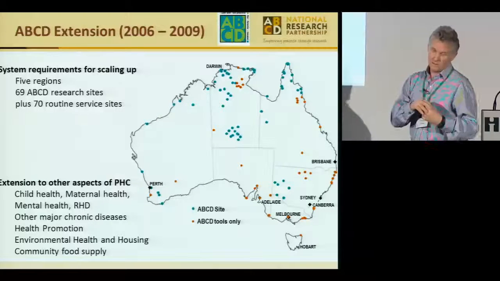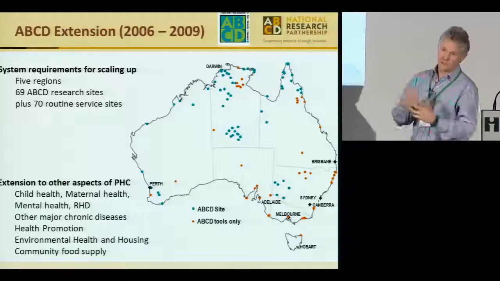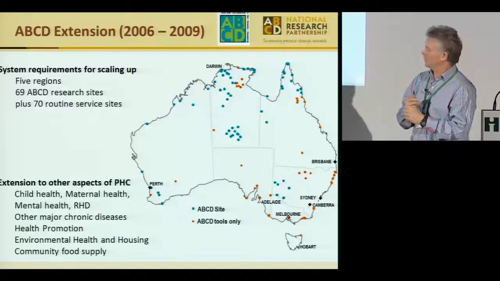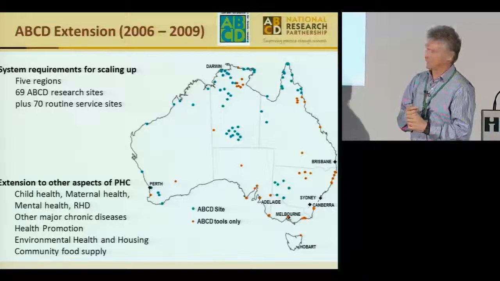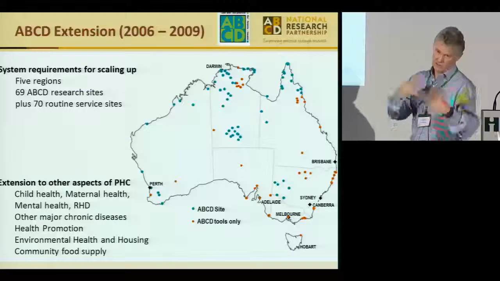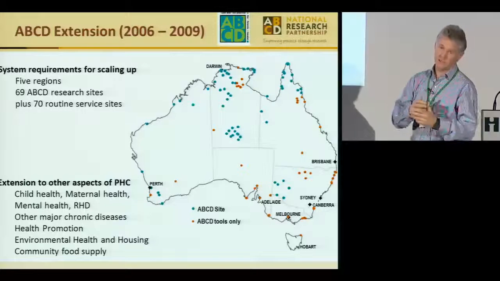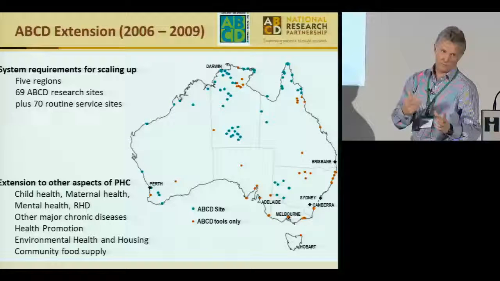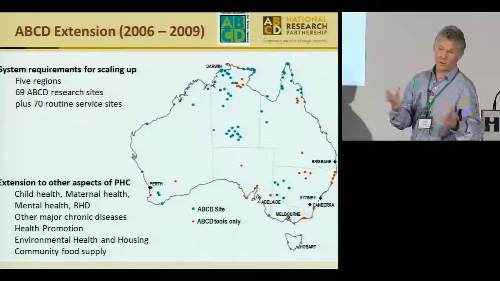And we are now extending this quality improvement approach to non-clinical areas. So we've developed a health promotion audit tool and are working on community food supply, quality improvement tools, and environmental health and housing tools, which present a whole lot of new challenges in how you develop a quality improvement approach. It's a whole new group of stakeholders that you need to engage in quality improvement processes, trying to address these other very important parts of the health system.